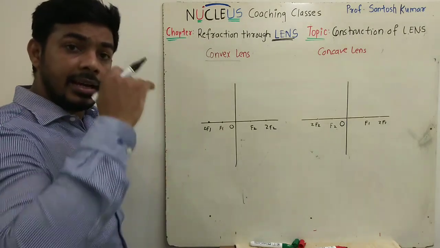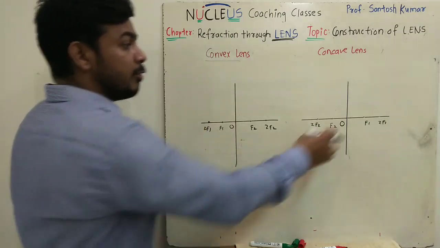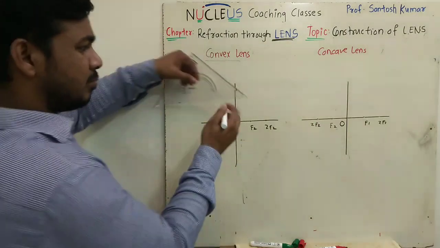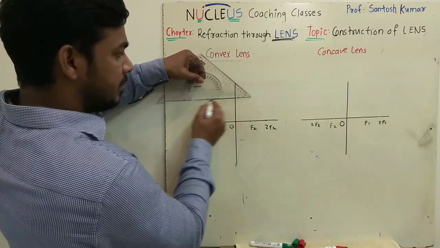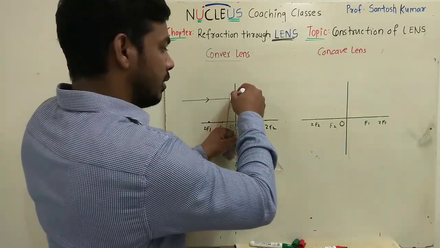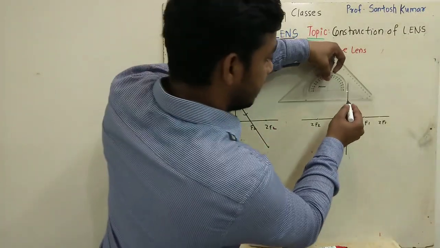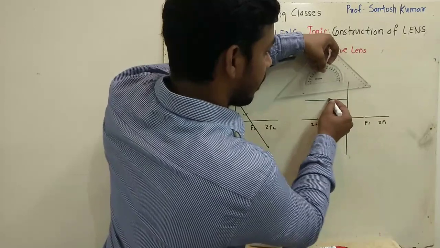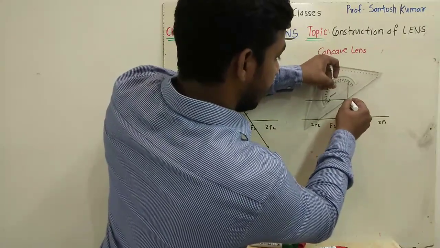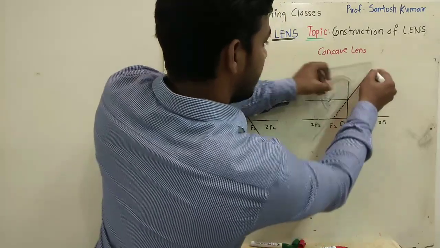And any refraction of a ray will be considered from this optic axis. Let's say if this is the incident ray, then definitely it will pass through F2. We are aware of this rule. And if, let's say, this is the incident ray, then definitely it will appear to be diverging from F2.